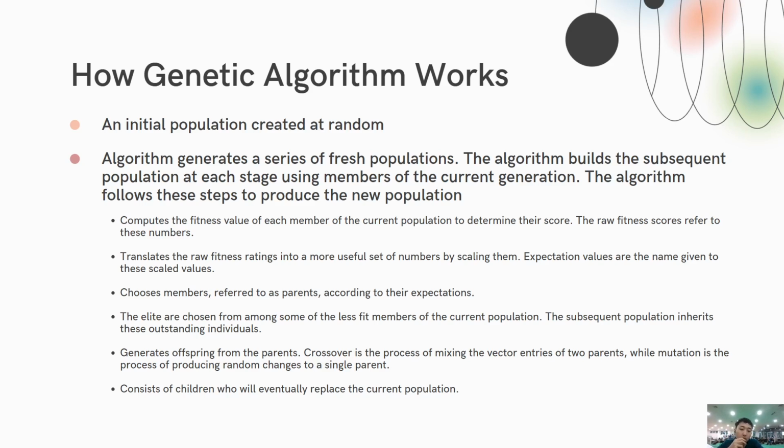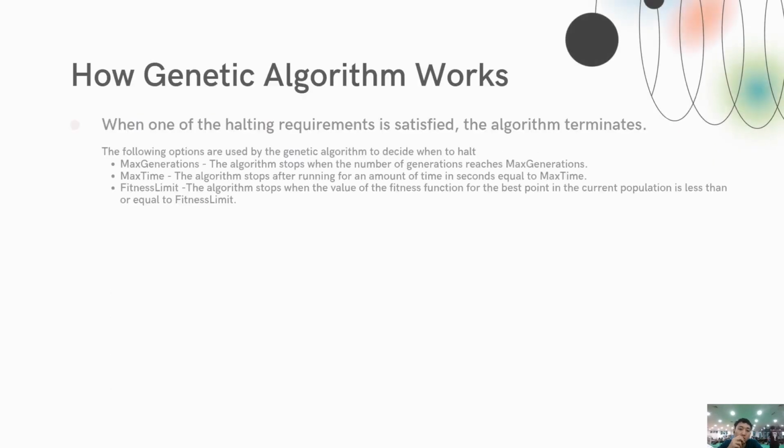Generate offspring from the parents. Crossover is the process of mixing the vector entries of two parents, while mutation is the process of producing random changes to a single parent. And the last one is that the new population consists of children who will eventually replace the current population. And there are also a few steps.